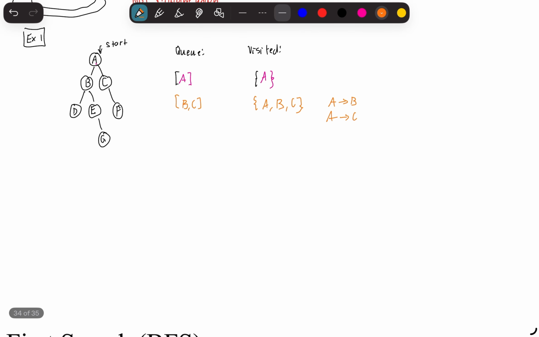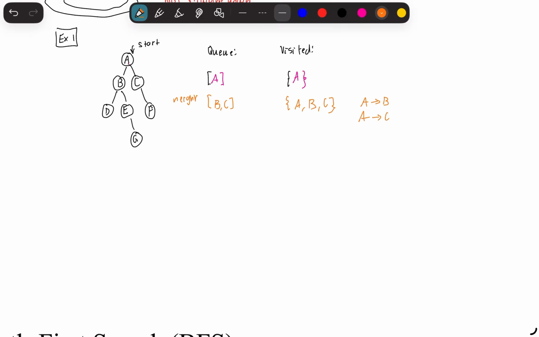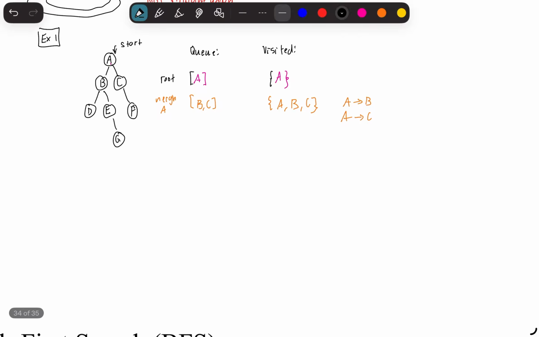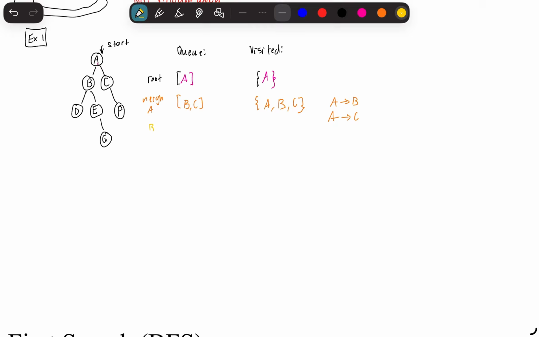Now this was for your root. Now we're going to visit B. So we have to look at the neighbors of B. At B, you're going to have neighbors of D and E. So your queue is going to be C, D, E. And you're going to have visited A, B, C, D, E. And then in your BFS tree, you're going to have B pointing to D and B pointing to E.